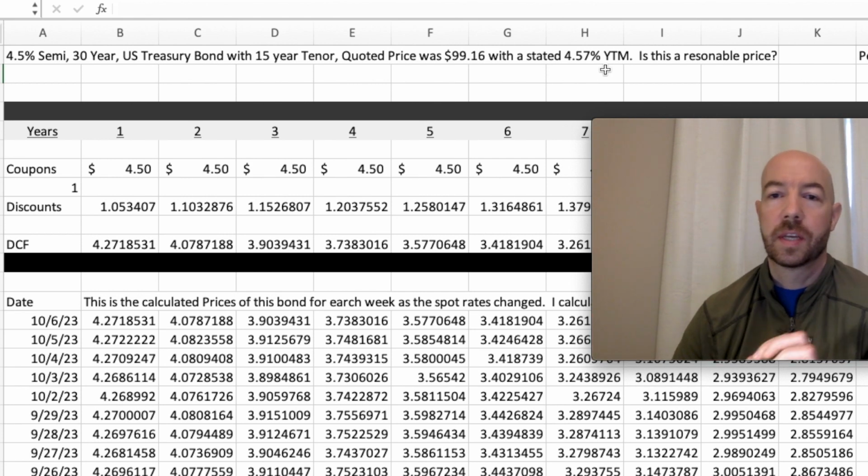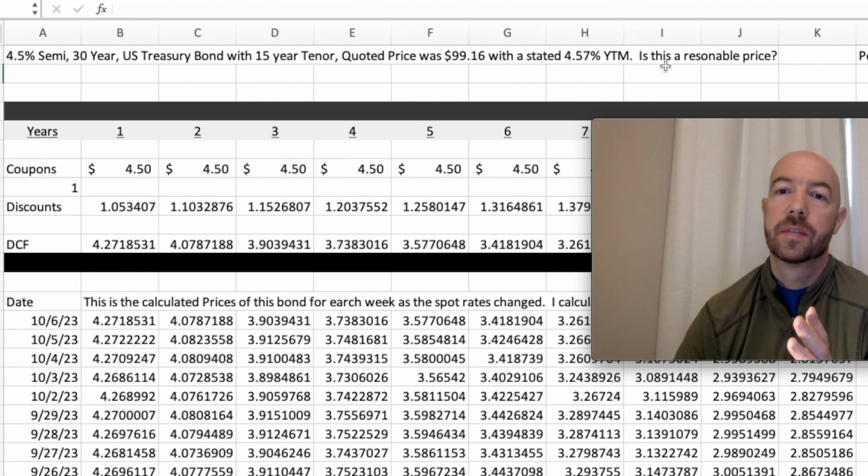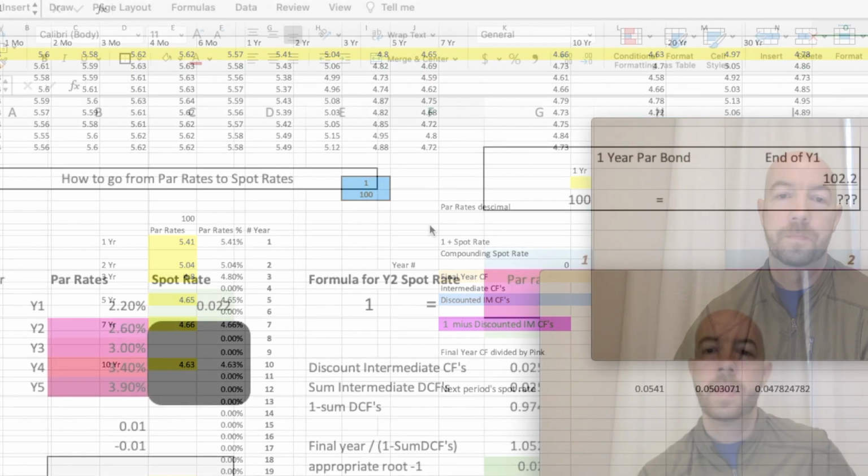But let's keep digging, because I think it's really interesting to see the other steps that come into whether this is a reasonable price, and understanding how the par rates affect the spot rates and why you can check it, but you need to understand how reliable that check is going to be. So ultimately we're going to go and get some spot rates. But what the heck are spot rates? Spot rates are derived from par rates. So let's go look at those real quick.